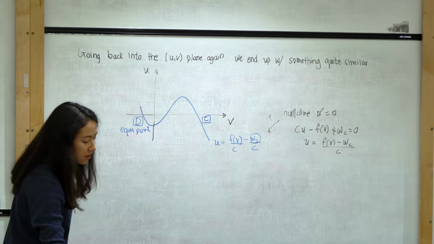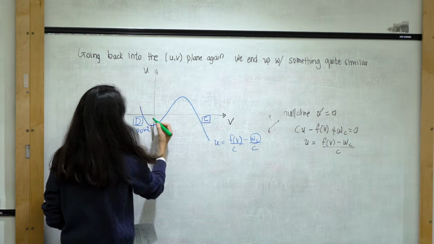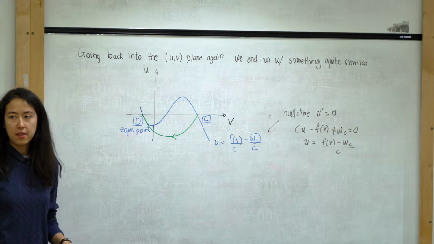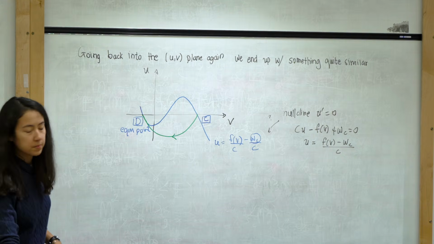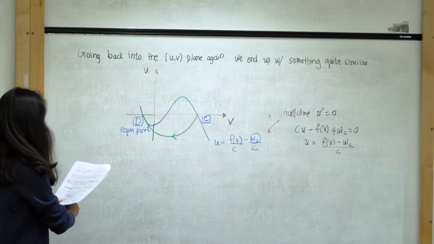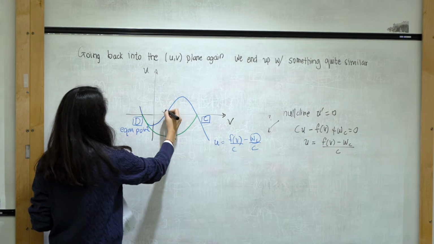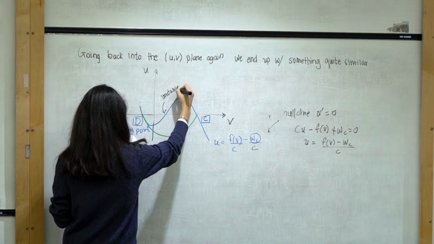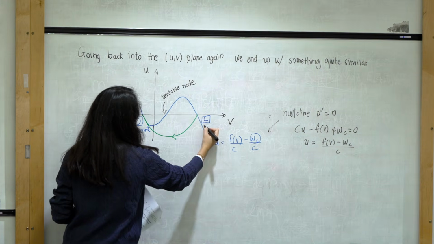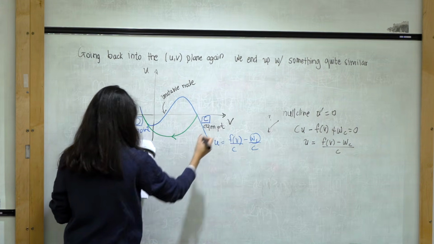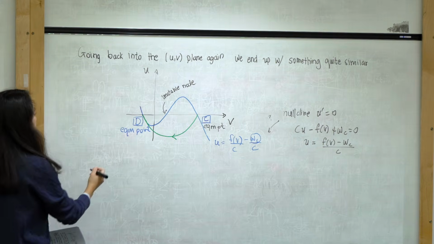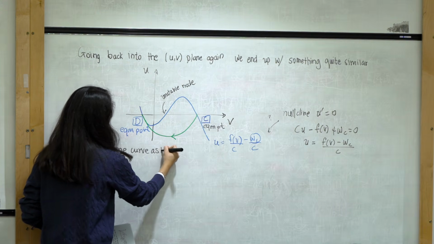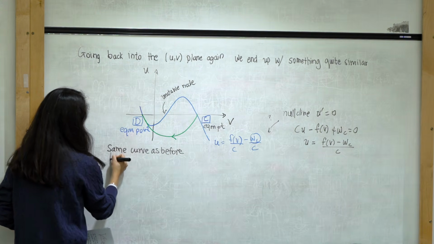So there is only one trajectory that will take me from point C to point D. And this is another fast phase. This was, again, that unstable node from before. These are saddle points. So this is an unstable node. This is another equilibrium point. Okay, so this is the same curve as before, but shifted down.